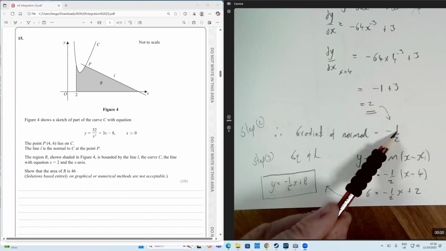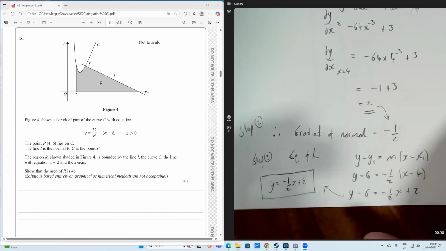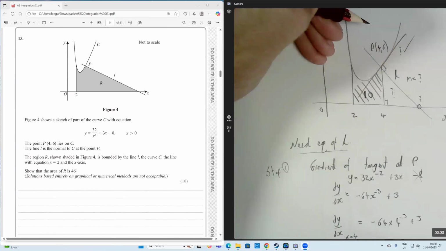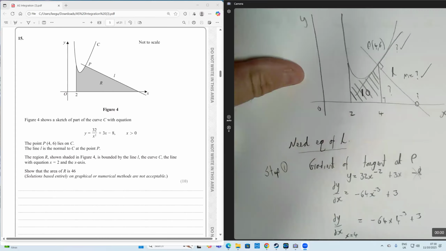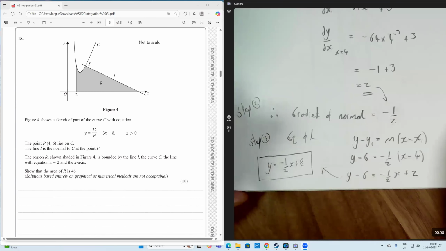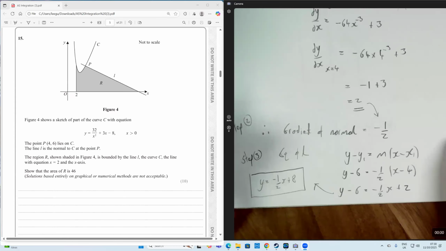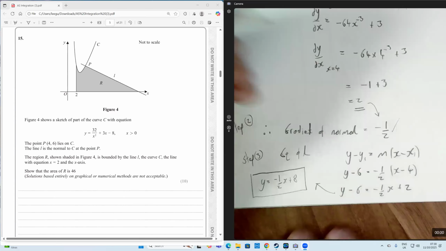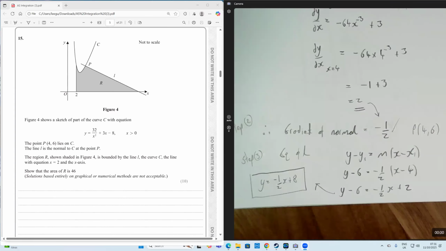So we've now found the gradient of the normal. So we're getting there now. We are really getting there. So we found the gradient of the tangent. We found the gradient of the normal. So that's perfect. So we're now in a position, step 3, to find the equation of the normal. Because remember, the two things you need to find an equation of a line are a gradient, which we now have, and a point, which we also have, the point (4, 6). So we're now going to find the equation of the normal, which in other words is the line L.